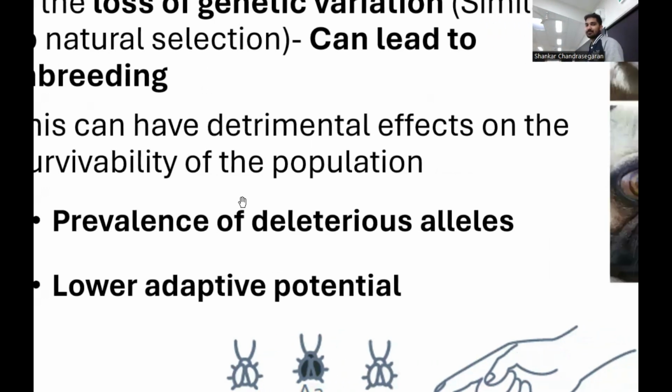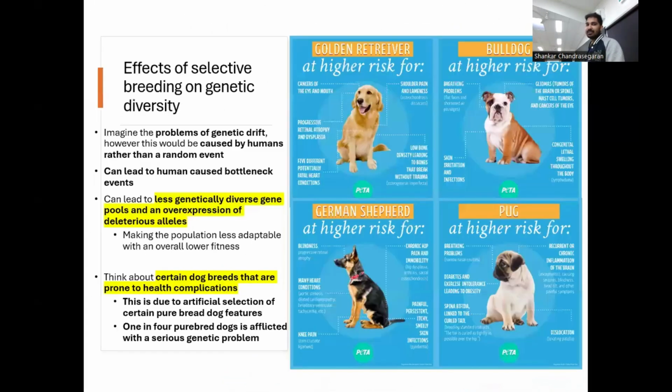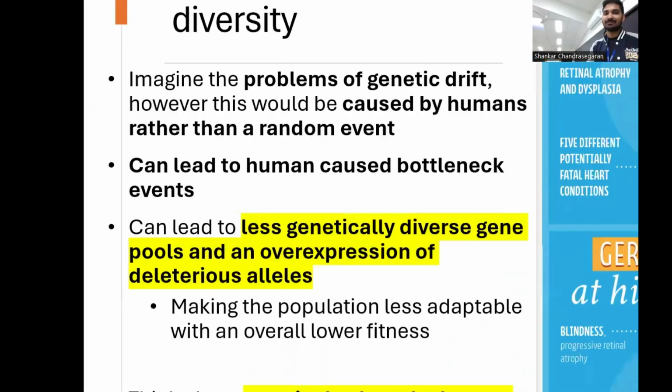So one of the things you can see for life is the effects of selective breeding on genetic diversity, right? So let me first focus on the text part. Imagine the problem with genetic drift, like we've talked about recently. The problems were that there is a lower amount of genetic variation, and that can cause a lot of issues later on in terms of the kind of deleterious alleles that are passed on.